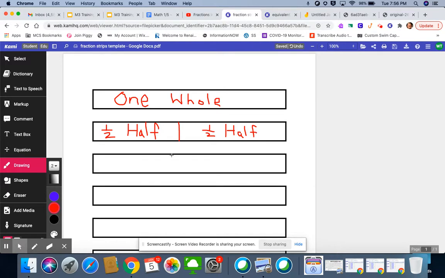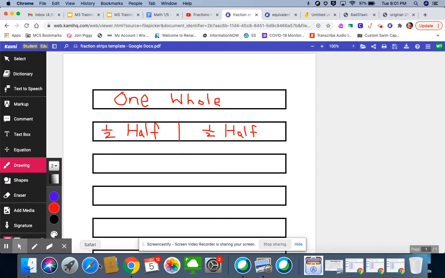So if you need to pause the video during this part to make sure we get this done, we should have 1 whole, and then you should have 1 that is broken up into 2 halves. So if we look at it, 2 halves equals 1 whole. So pause it now and make sure everybody's up to that point. All right, so we've done that.